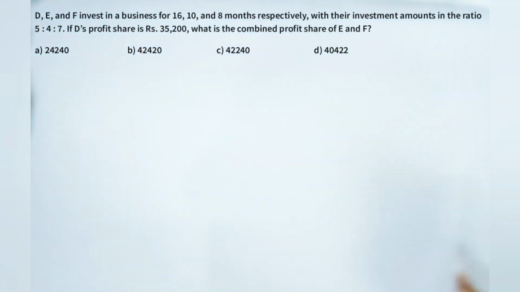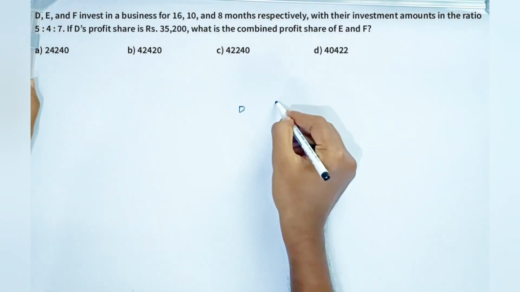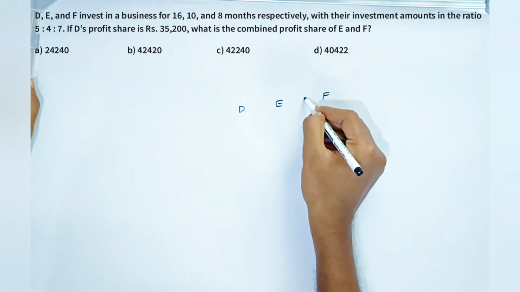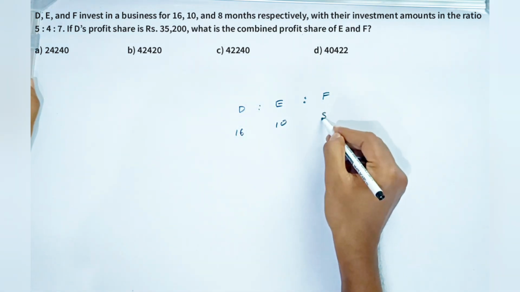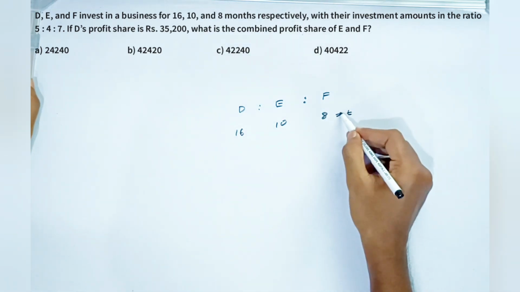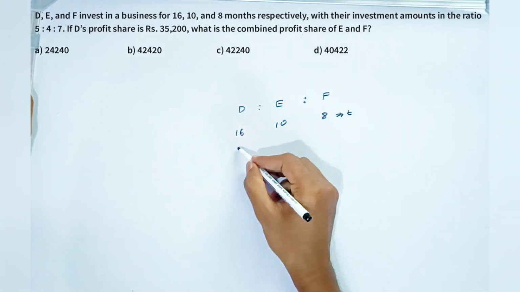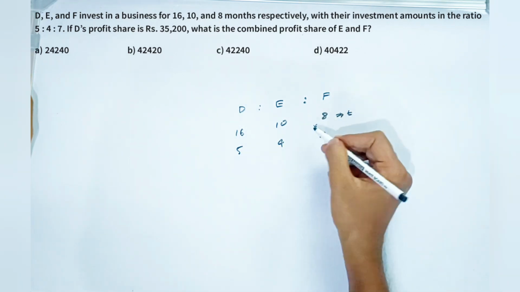And going to the next question. There are 3 persons, D, E, F, who invest in a business. This is a partnership problem. They invest in the ratio of 10 is to 16 is to 10, for 8 months, with their investment amounts. This is the time, right? And the amount is 5, 4, 7. We just need to calculate it.